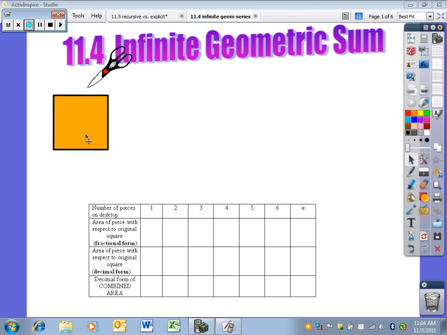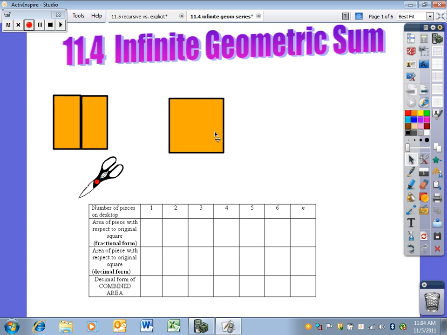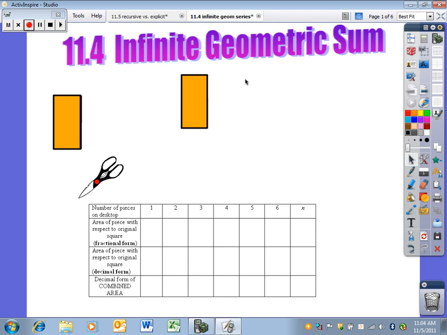And mine happens to be this orange one. And we're going to take that piece of paper and we're going to cut it in half. And then we will take one of those halves and we'll place it on the desktop or white space over here. So according to this table, it says what is the area of the piece with respect to your original square. So this is half of my original square. Then write that as a decimal would be 0.5. So here in my white space, my desktop space, I have an area of 0.5 total.